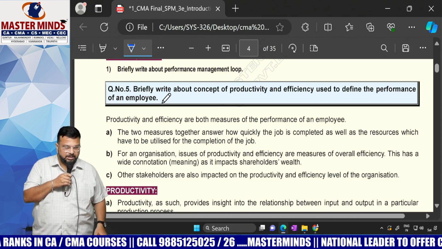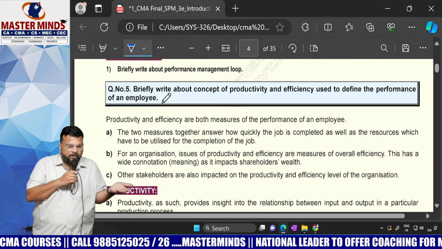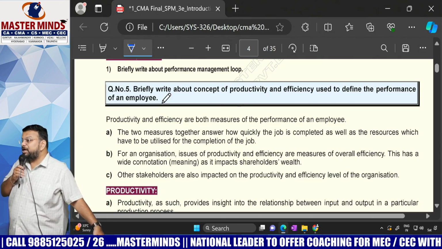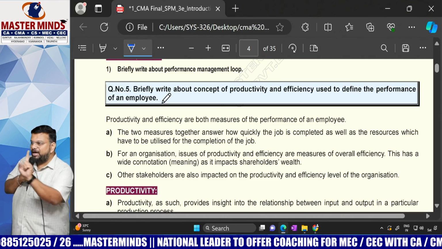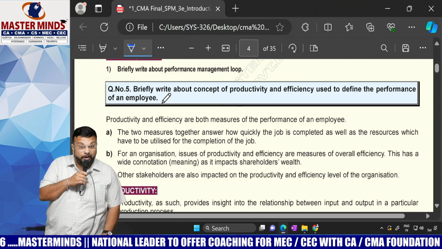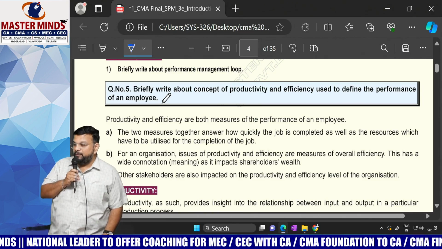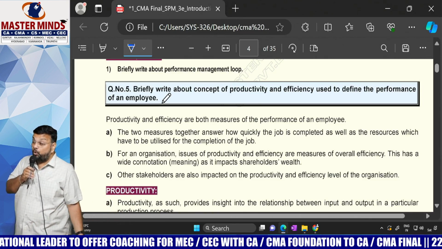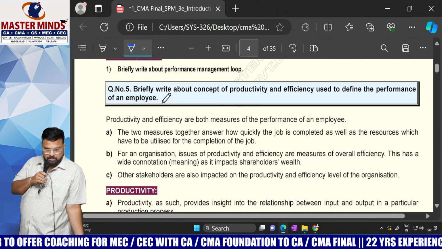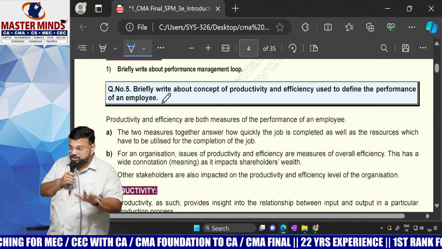Productivity means for a given set of inputs, how much quantity you are able to produce. That means the relationship between input and output. For 1 kg of input, how much output you are able to produce. That is called productivity. Am I clear? Now when it comes to efficiency, basically we focus on quality. More the quality, what is the relationship between quality and wastage?